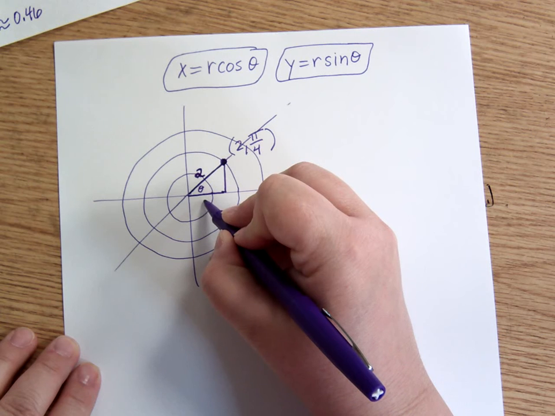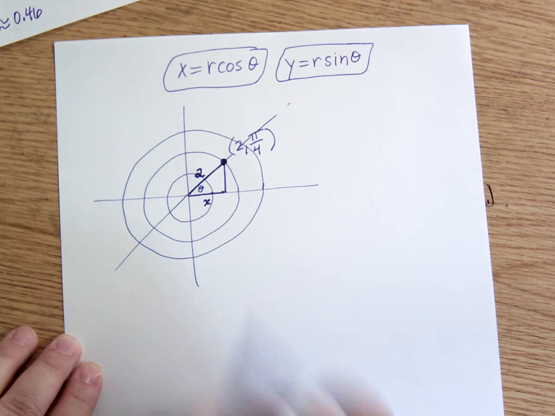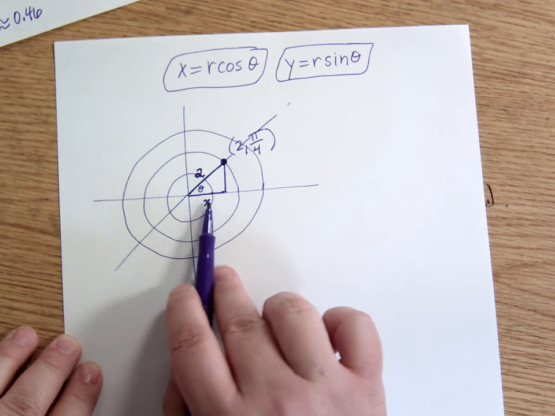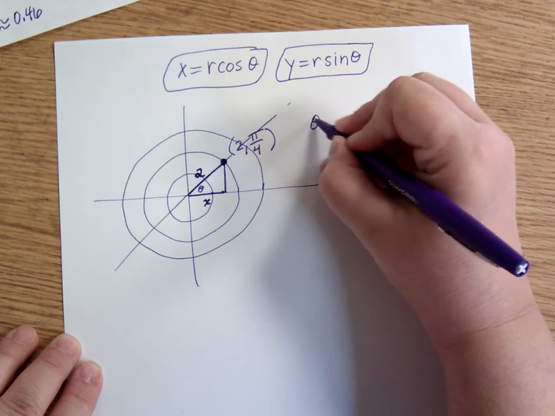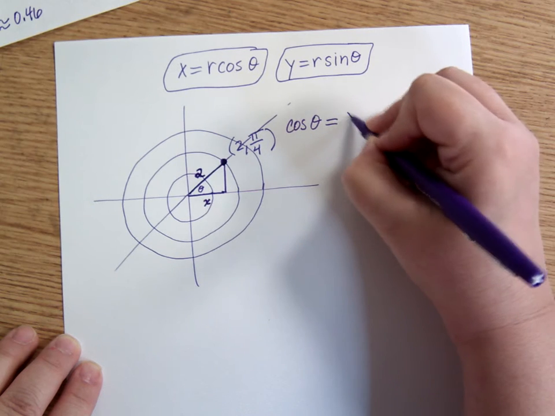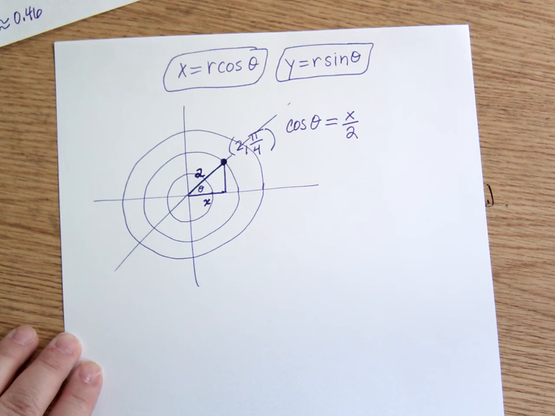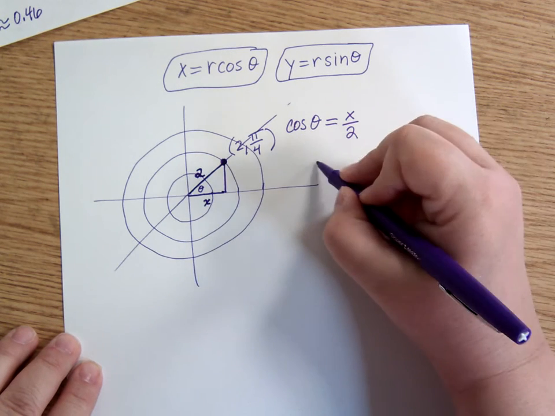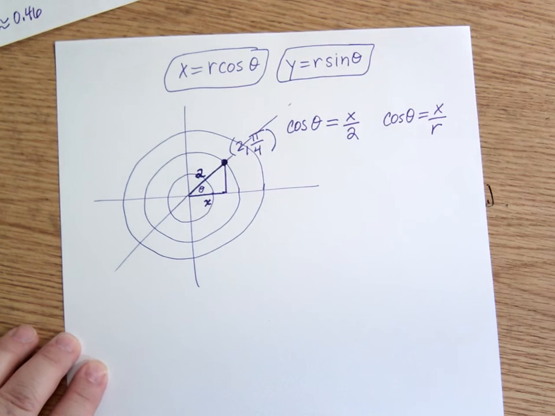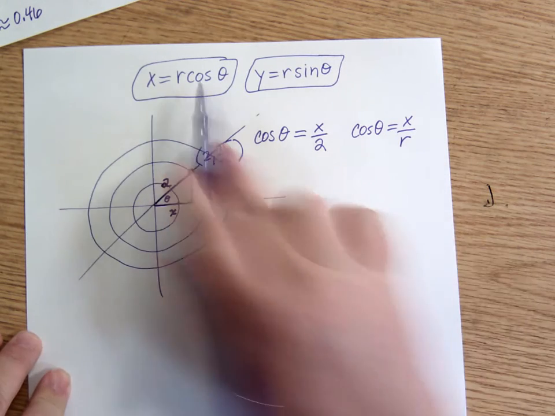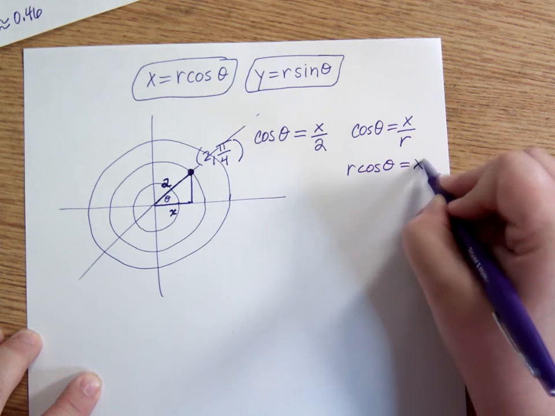If this is my x value, and that's what I'm looking for, then cosine would be that over 2, because this is the adjacent side and this is the hypotenuse. So cosine of theta equals x over 2. But what was the 2 again? It was my radius. So really in a more generic case, cosine of theta is x over the radius. Now can you see how to get from here to here? If I just multiply both sides by r, I have that r times the cosine theta will give me x.